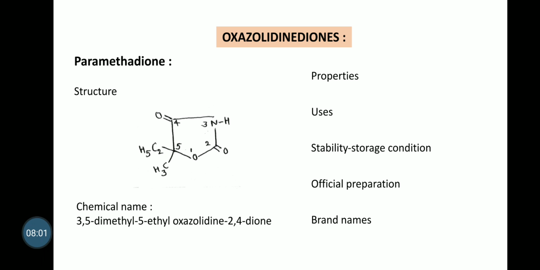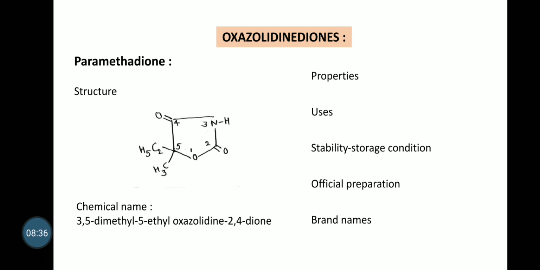And the basic structure is that of your oxazolidine 2,4 dione. You can write it in another way, which I have previously explained, that is 3,5 dimethyl 5 ethyl 2,4 oxazolidinedione. Now from the name itself you can remember the substituent groups. See, trimethadione: tri means 3, metha means methyl, so 3 methyl groups are present. Trimethadione, 3 methyl groups are present.